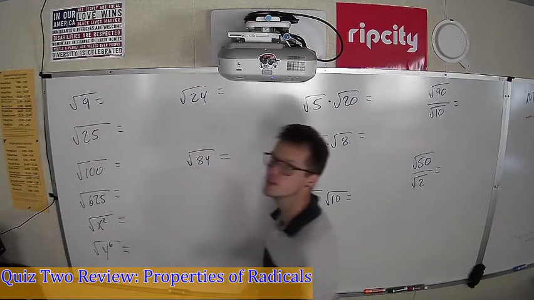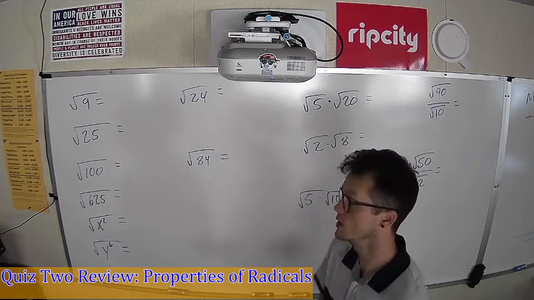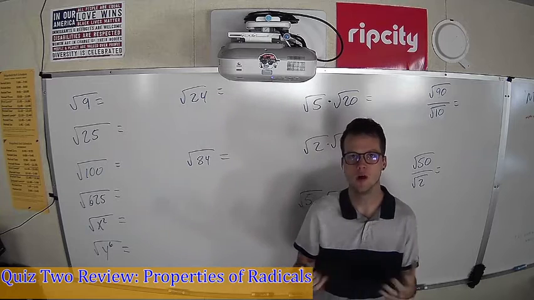All right, team. Quiz 2 review, properties of radicals. A radical is just the square root sign, so properties of square roots if you'd like that better. So all a radical is, is the opposite of squaring. You're kind of undoing a square.